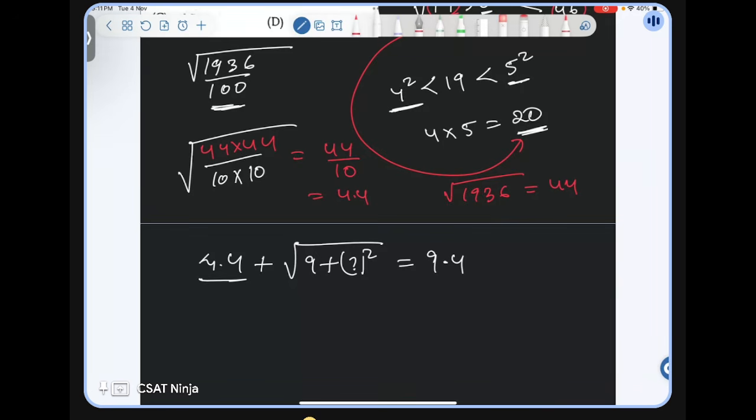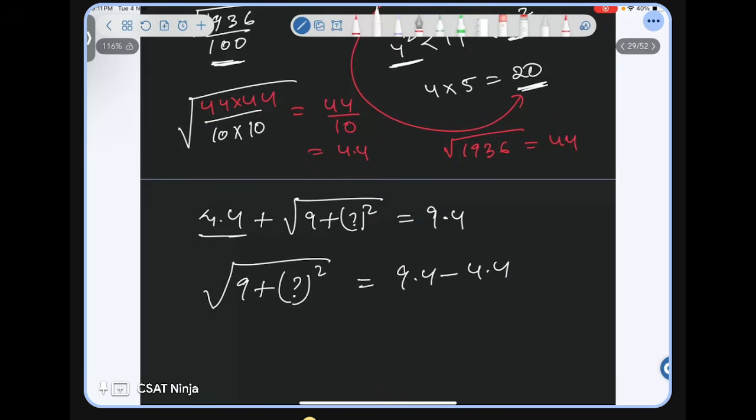I'll transfer this one to the other side. So square root of 9 plus question mark whole square, which is equal to 9.4 minus 4.4. 9.4 minus 4.4 is 0. 9 minus 4 is how much? 9 minus 4 is 5.